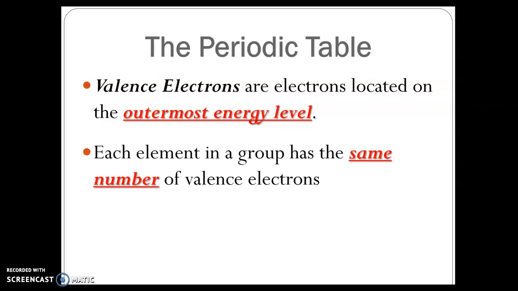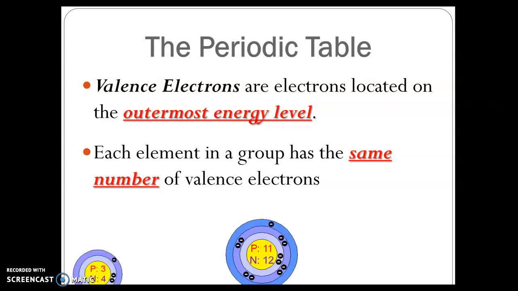Valence electrons are electrons that are located on the outermost level. Each element in a group has the same number of valence electrons. So as long as you're in group 1, it doesn't matter how many shells you have, you will still only have one electron on your outer shell.